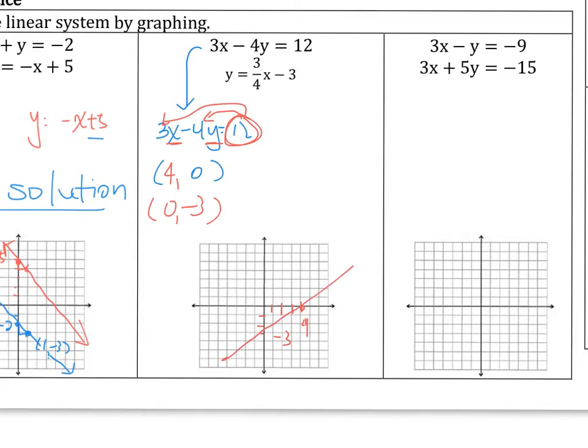Okay, now I'm going to graph the other one using the slope-intercept form. So again, it's also at negative 3. I'm going to shift 3 units up and 4 units to the right. It's the same exact line. So they coincide, they overlap each other, so the answer is infinitely many solutions.